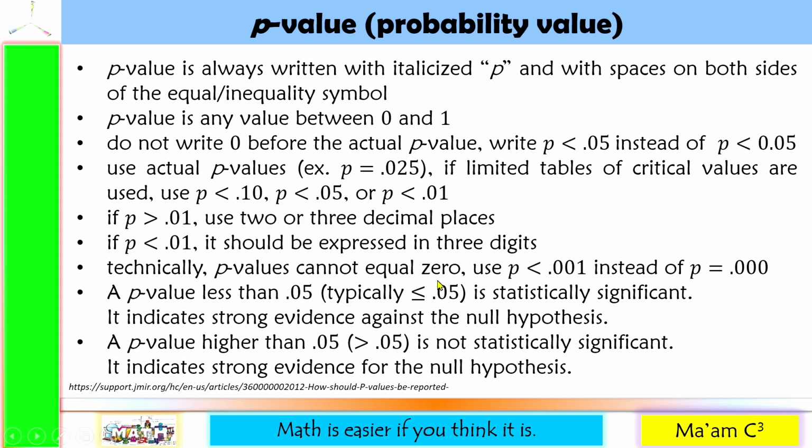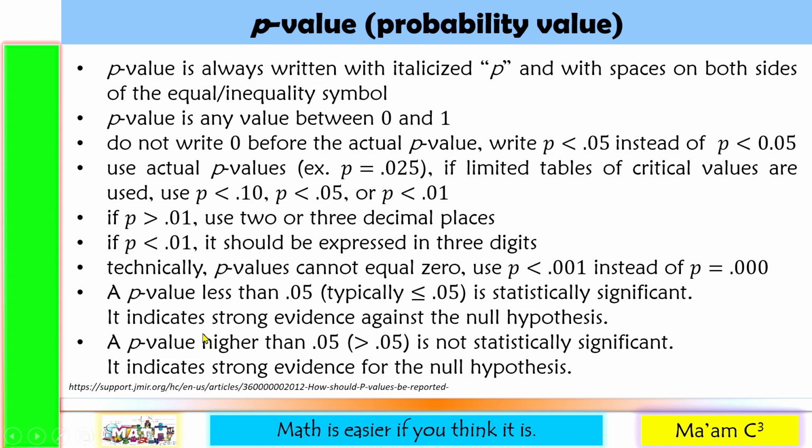There are some statistical tools that give p equals 0.000. Do not do that. Instead, write p is less than 0.001. If the level of significance is not given, we use 0.05 as a threshold for the p-value. So a p-value less than 0.05 is statistically significant.